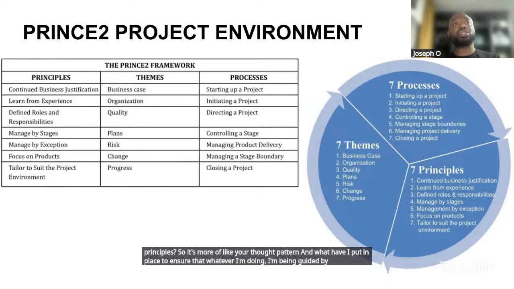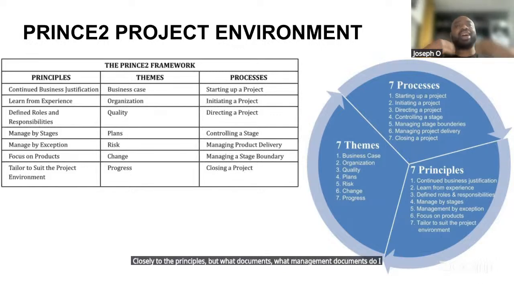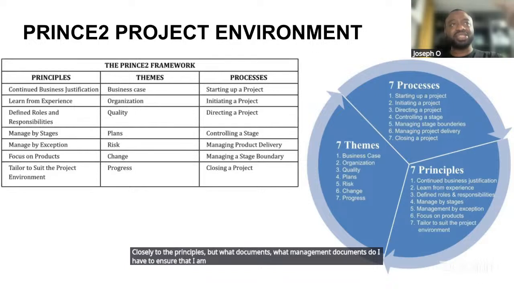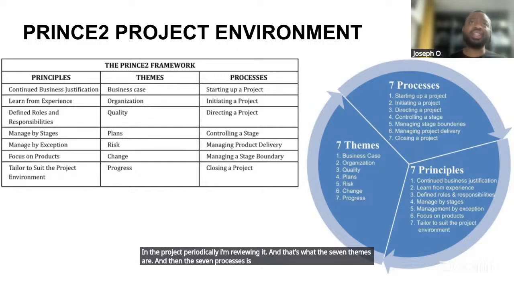The themes, you would see, link closely to the principles. But what management documents do I have to ensure that I am looking at these themes every time in the project? Periodically, I'm reviewing it. And that's what the 7 themes are. And then the 7 processes is how am I actually doing what I am doing as a project manager, and how is everything tied up together?